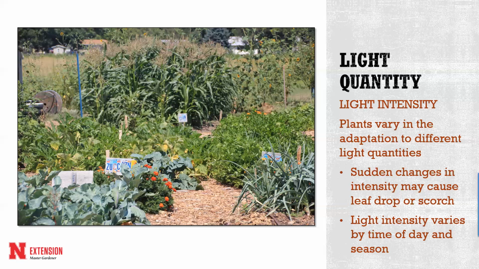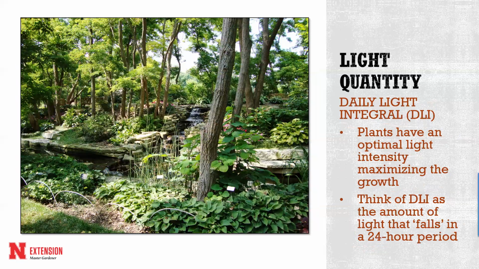Light intensity also varies by the time of day and by the season. So there's such a thing as what they call daily light integral, which is DLI. Plants have an optimum light intensity at which they reach maximum growth. So we're looking at another shade area. These plants' daily light integral is a little bit lower. They don't need as much maximum light quantity. And DLI is always measured as the amount of light that falls within a 24-hour period.